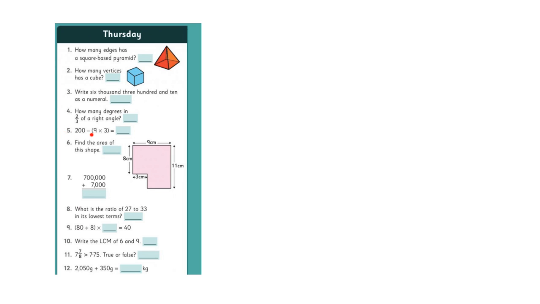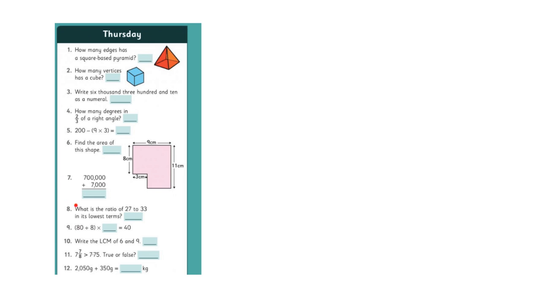Question 5 is 200 minus 9 multiplied by 3. Do the brackets first. So it's 9 multiplied by 3, and 200 minus that equals... Okay. Question 6: find the area of this shape. I'll go through that at the side in a minute because that will help us with our maths today also.